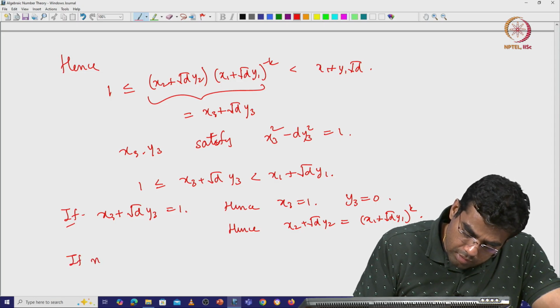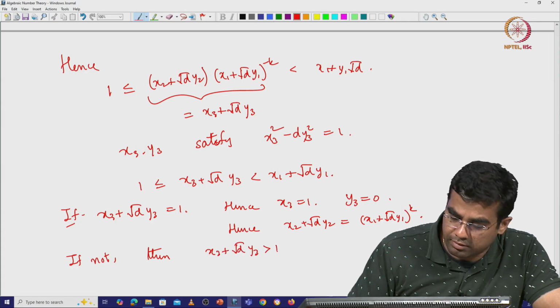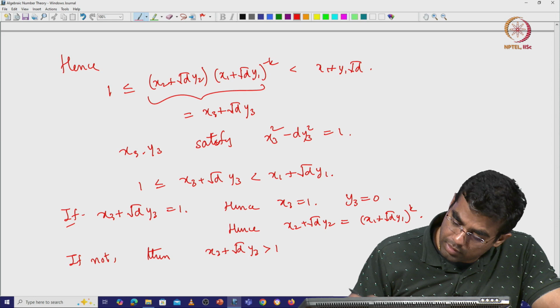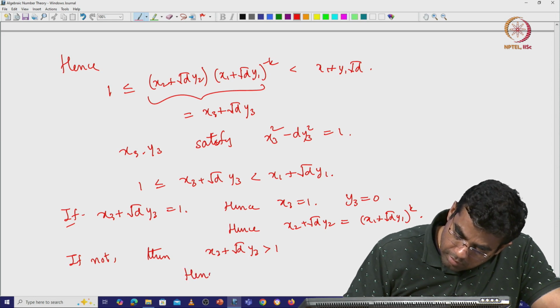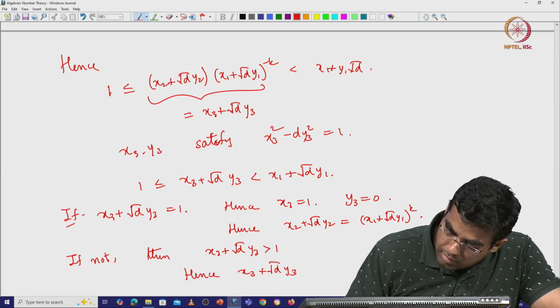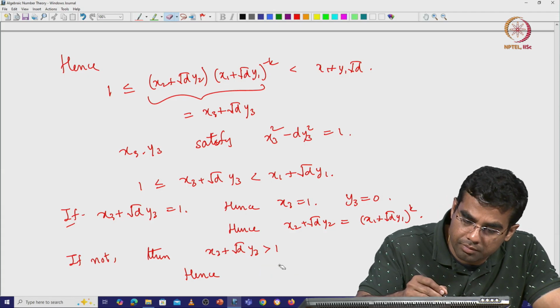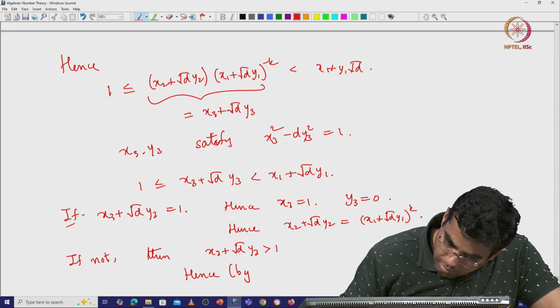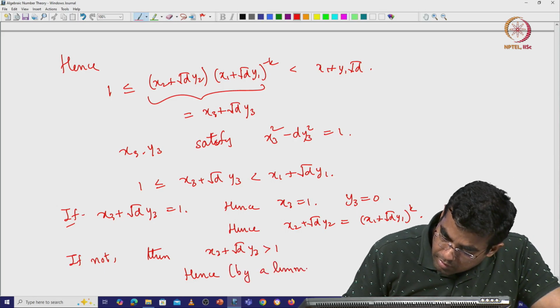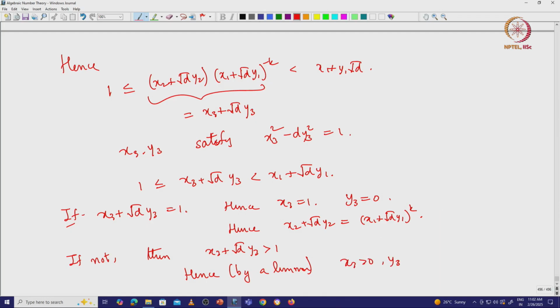If not, then x3 plus square root of d y3 is bigger than 1, right, which means, by a lemma proven earlier, x3 is bigger than 0 and y3 is bigger than 0, right.